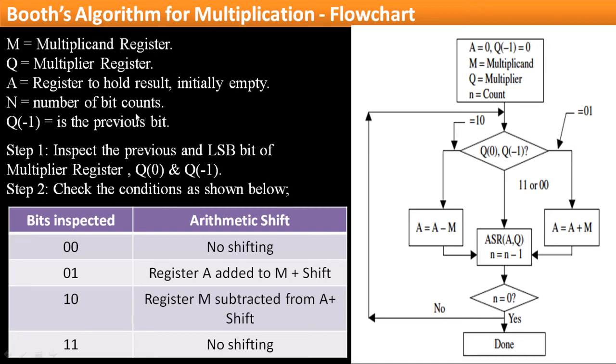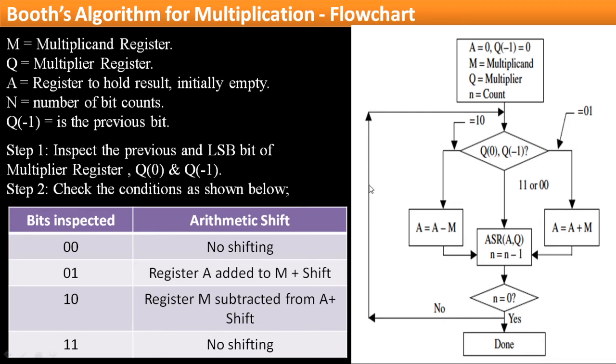Now, in Booth's algorithm, let us consider M to be the multiplicand register and Q to be the multiplier register. A register holds the result. Initially, it is empty. We can call this the accumulator also. N is the number of bit counts, and if it is 4-bit multiplication, then the n count will be 4. And Q minus 1 here represents the previous bit of the multiplier register. Now, the first step is to inspect the previous bit and the least significant bit of the multiplier register, and based on the binary values of those, we will go on with the flow chart.